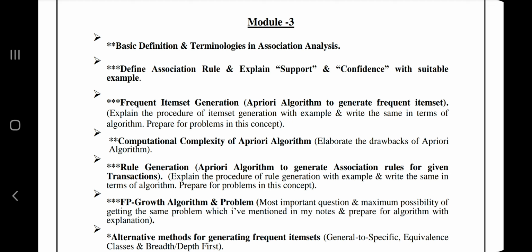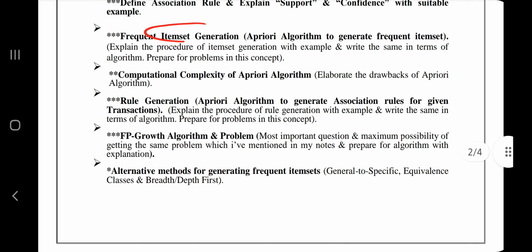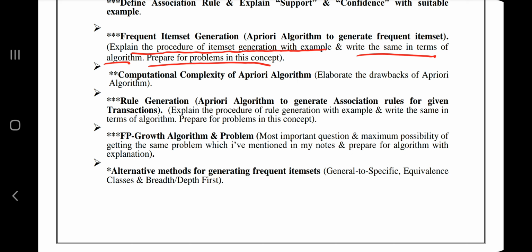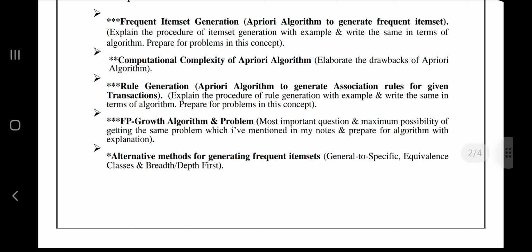Okay, that's important here. And the frequent item set generation, this is the algorithm I told you about. So what I need to focus on in the algorithm: explain the procedure of item set generation with an example. Write the same in terms of an algorithm, and prepare for these problems in this concept. Problems can be asked, so you have to apply the algorithm and find out the answer. Okay, and write the algorithm with an example and explain the same. And that was about frequent item set generation, the first algorithm in this module. The second important one is FP growth. Okay, I'll come to that.